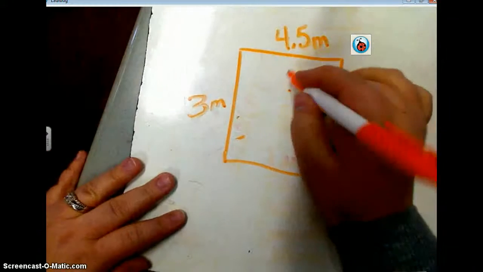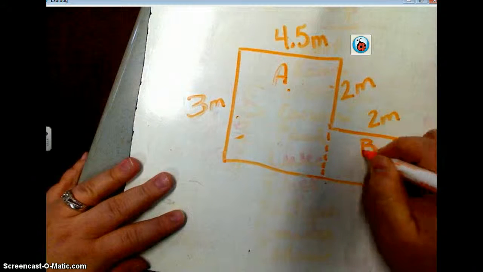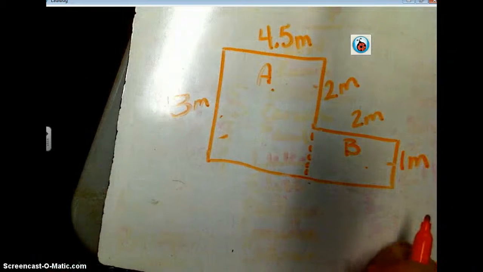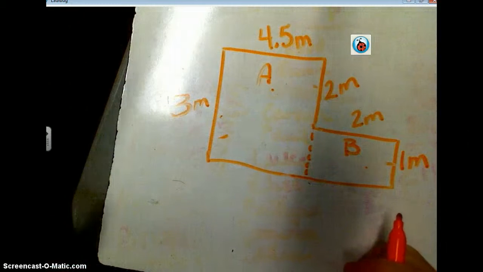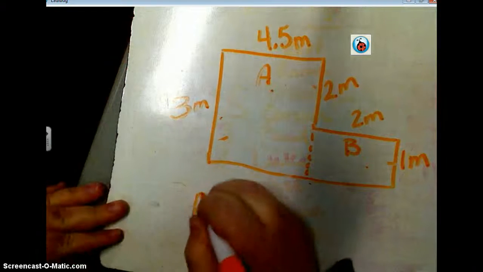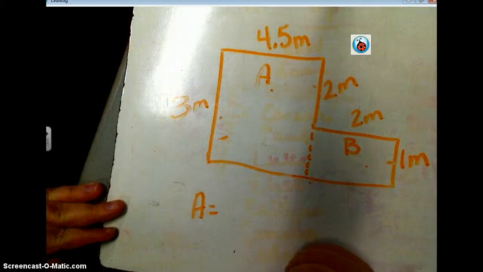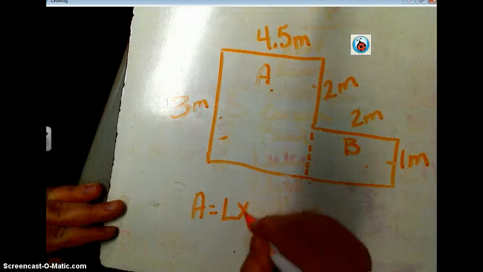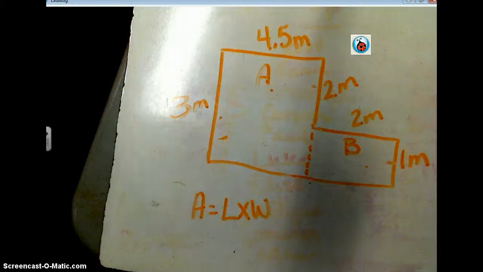Okay, so we have to find the volume of rectangle A and rectangle B. Okay, how do I find area? I'm sorry, we have to find area, not volume. I apologize. How do I find area of a rectangle? What's my formula for area of a rectangle? Brooklyn, what's my formula? Area of a rectangle equals length times width. Perfect. Okay?